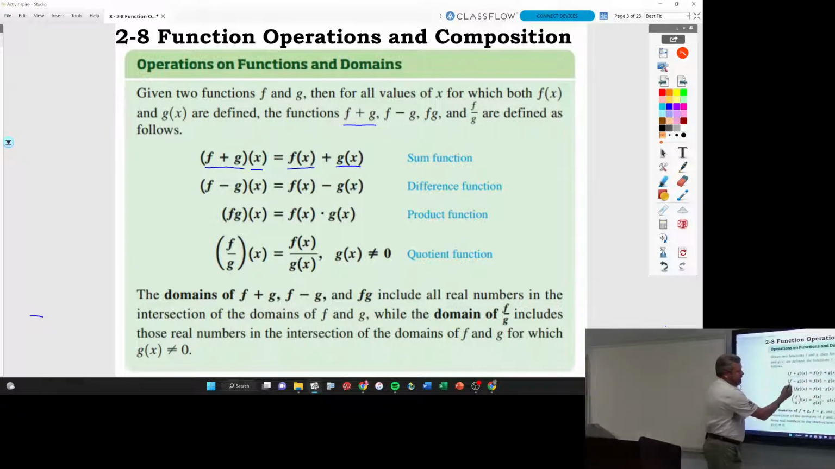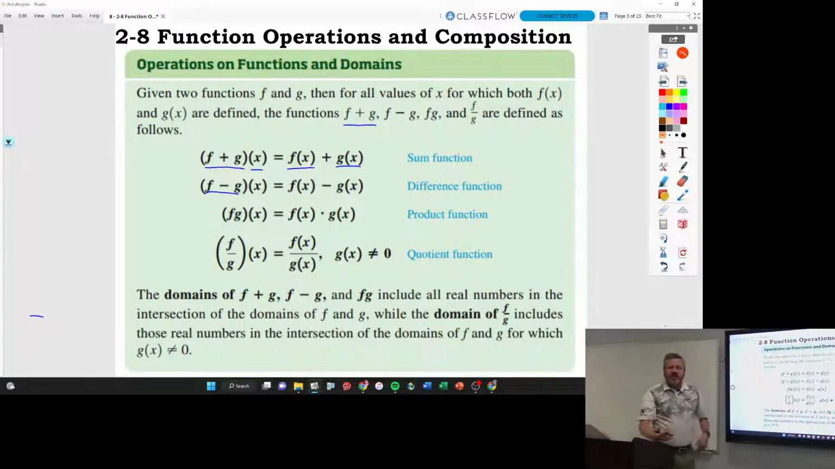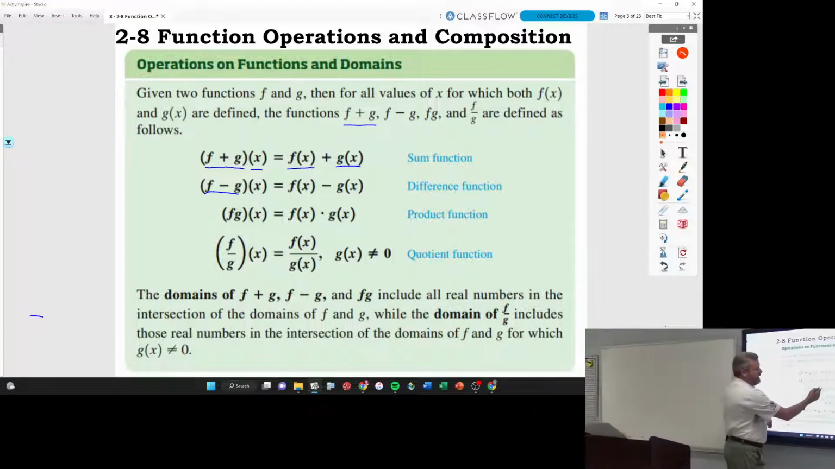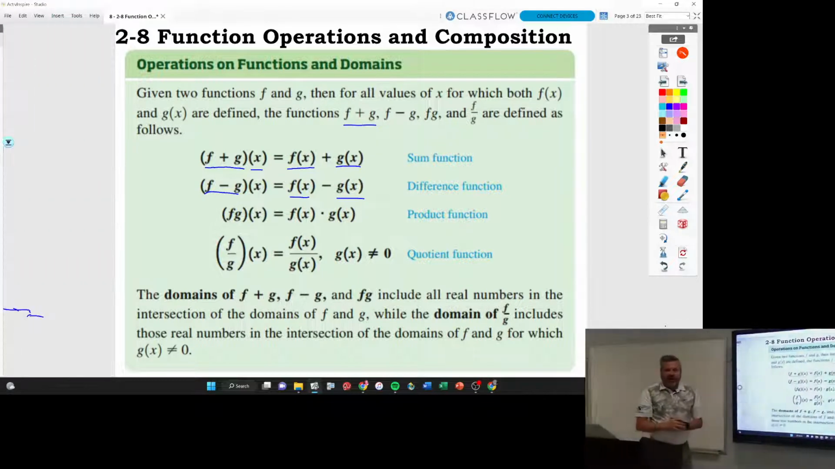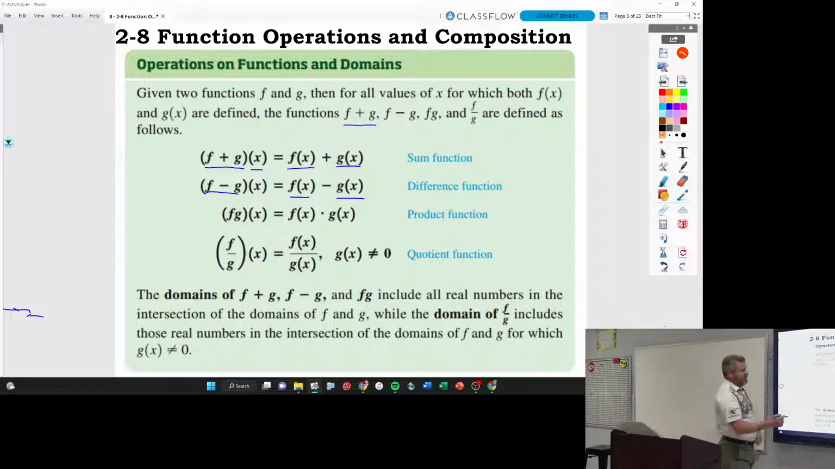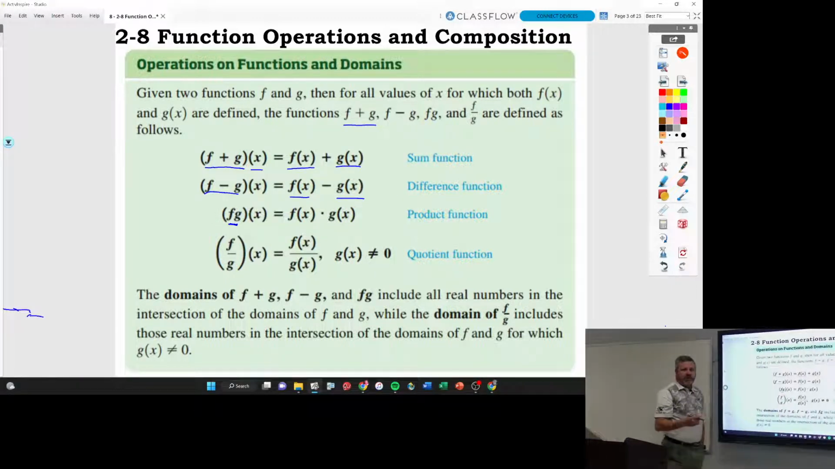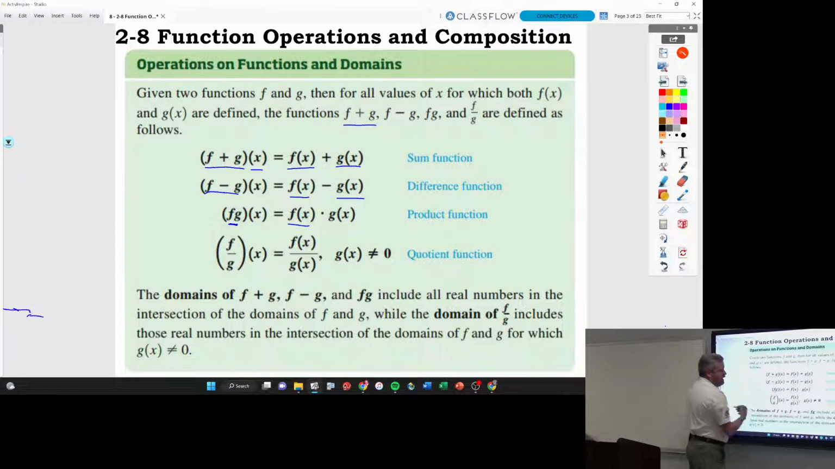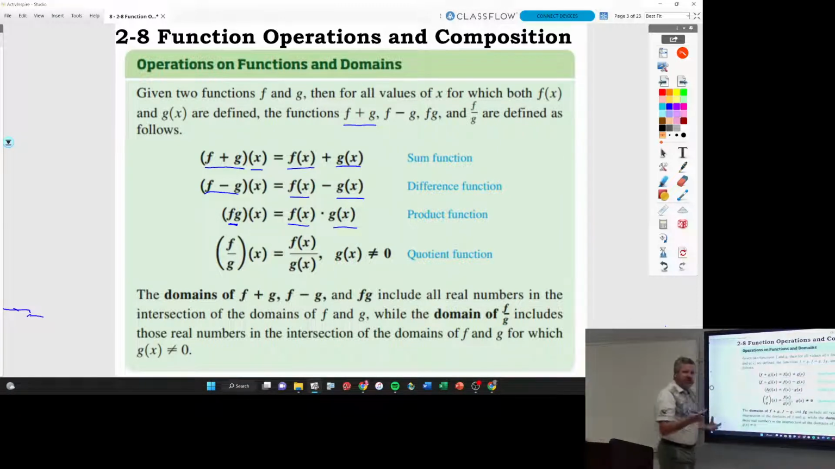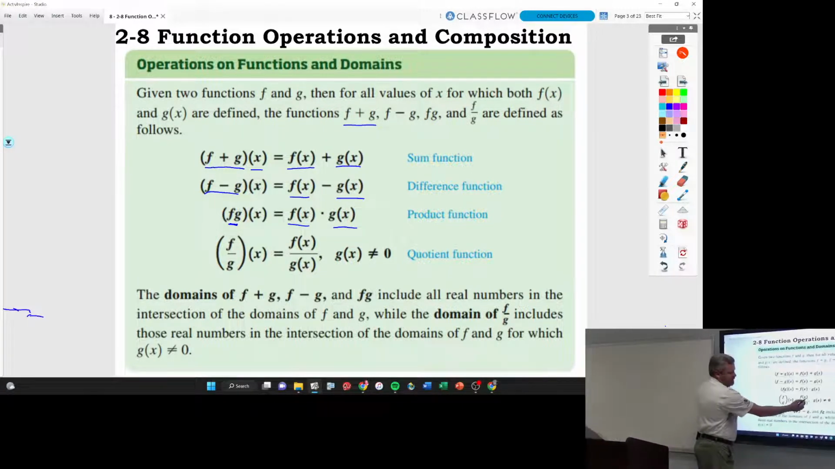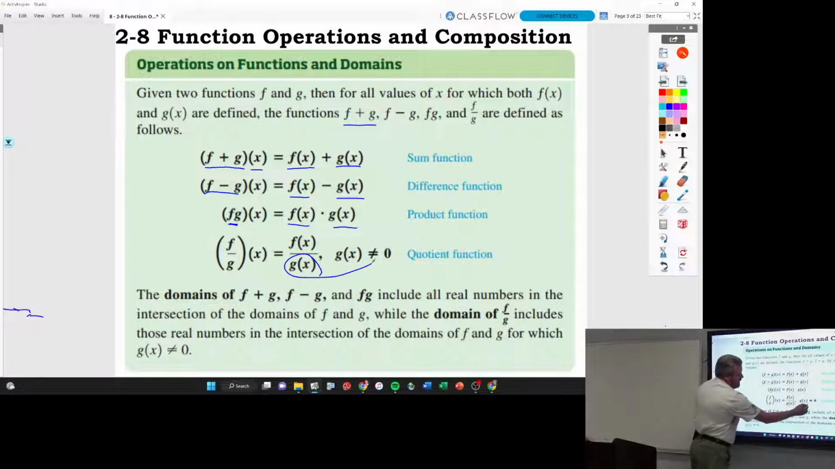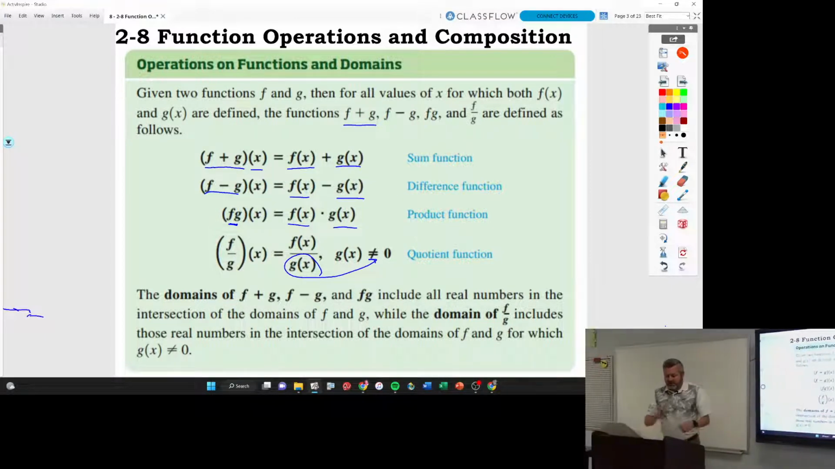Difference would be the same. If I wrote f minus g of x, what I'm really saying is take the function f, evaluate it at x, get an answer, get the value of g at x, and then take the difference. If I say fg of x, that means take the f function at x, take the g function at x, get those two answers, multiply them together, and division is the same. F divided by g of x simply means take the f function, evaluate at x, take the g function, evaluate at x, and then find the quotient. Notice here, though, that g of x can't be 0, and that's because we can't divide by 0.